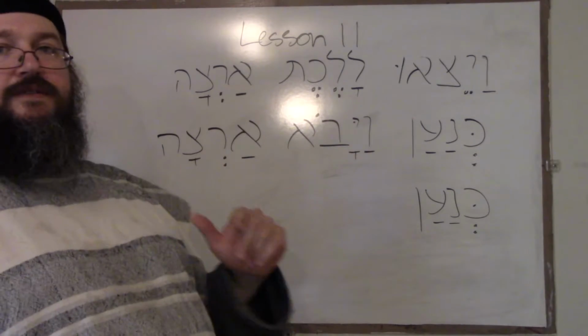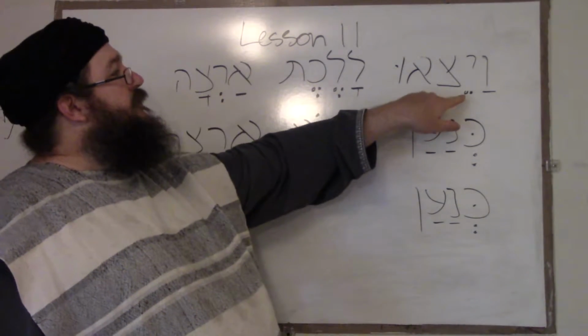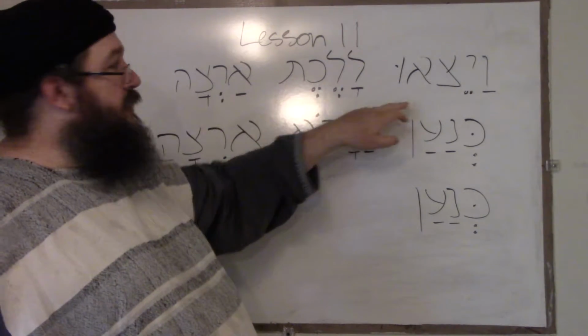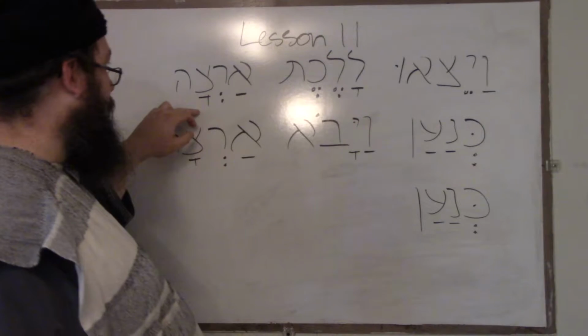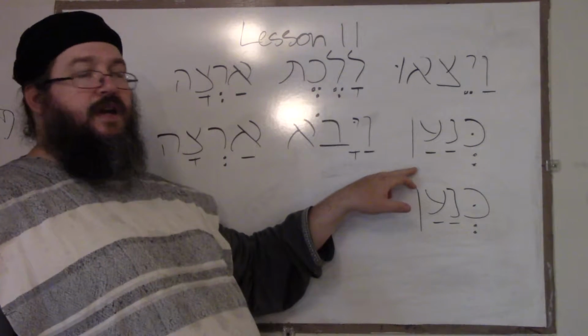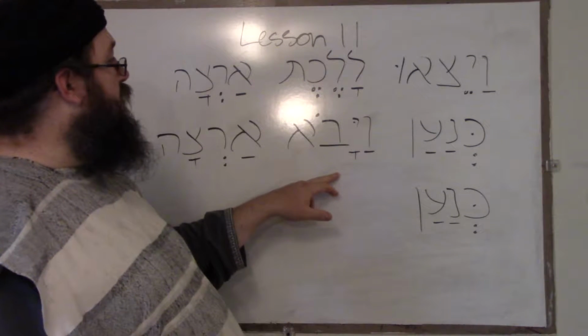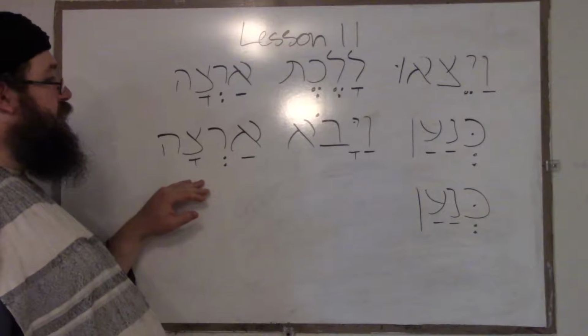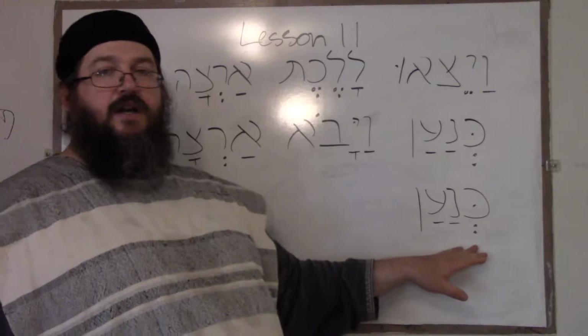Let's start out with our sentence and let's begin. Vayetz'u lelechet, and they went to go, arza, toward the land, Canaan of Canaan. Vayevu, and he came, arza, toward the land, Canaan of Canaan.